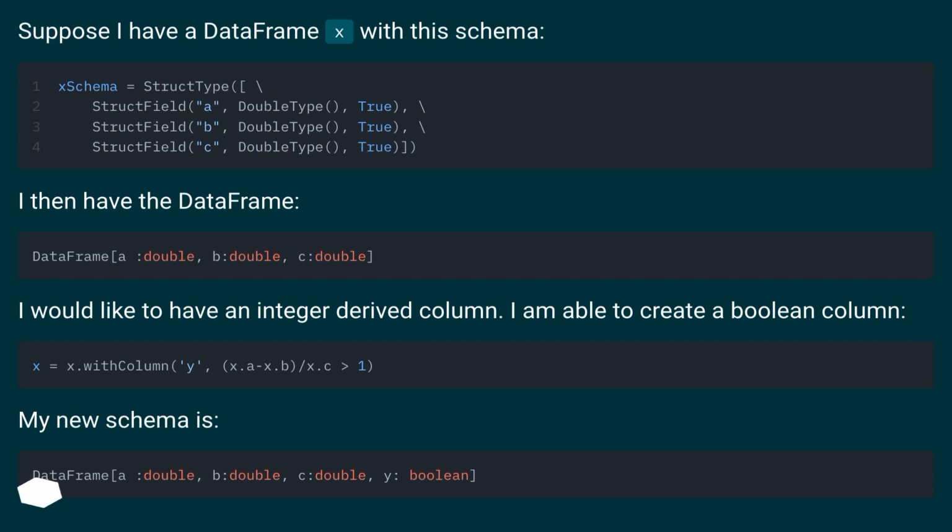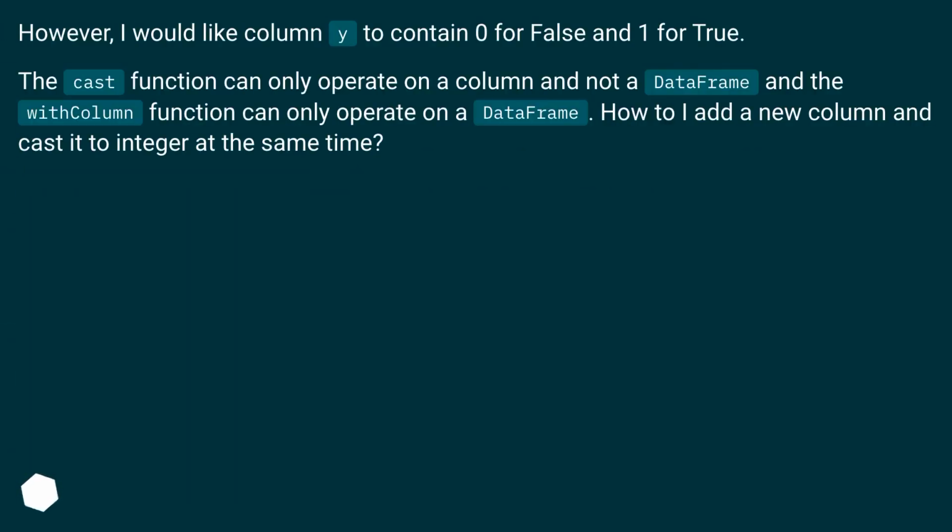I am able to create a boolean column. My new schema is... However, I would like column Y to contain 0 for false and 1 for true.